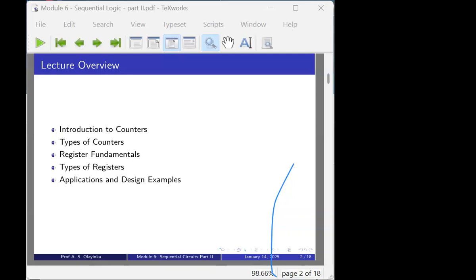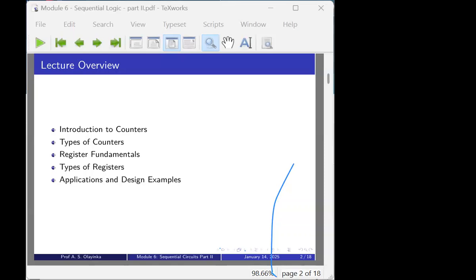We can also have a decimal counter, okay, that will be able to count from 0 to 9. But remember, even though it's a decimal counter counting 0 to 9, the basic building block behind it is that it is counting using binary basis to do the counting.